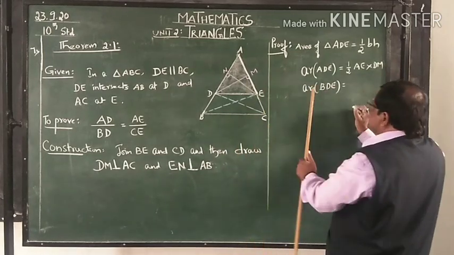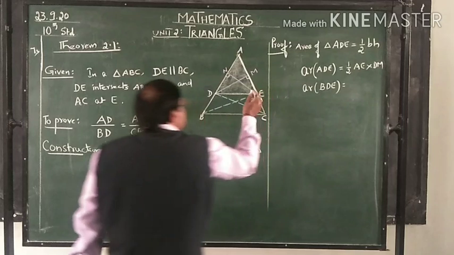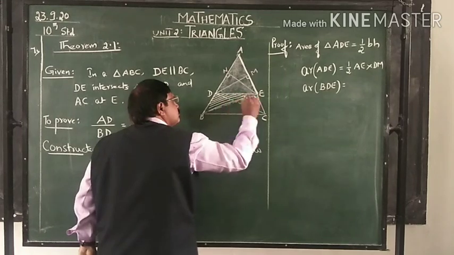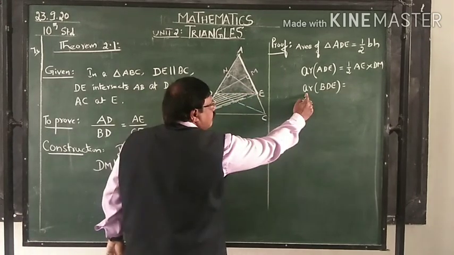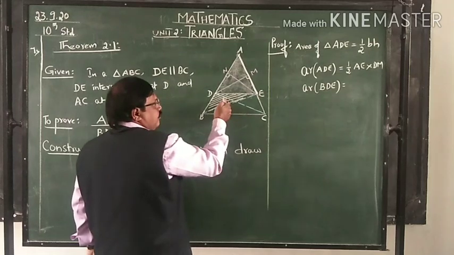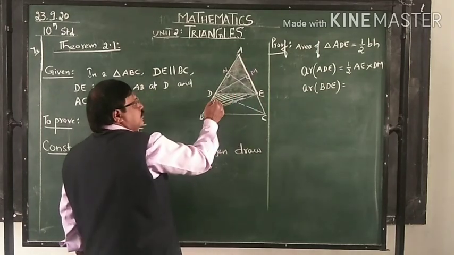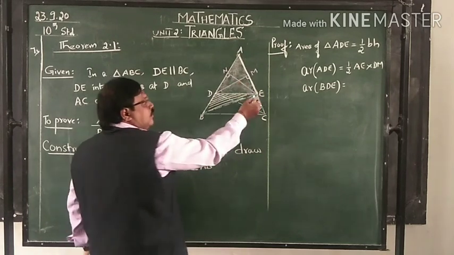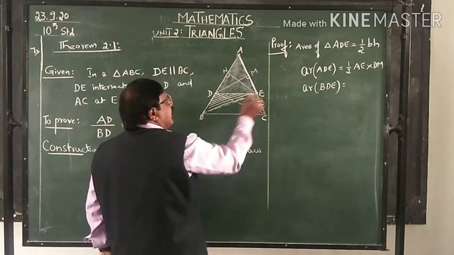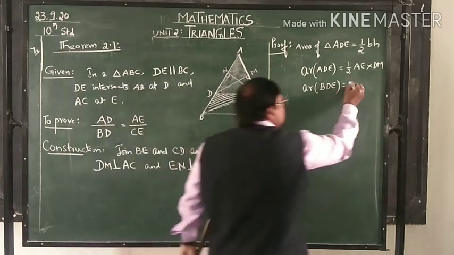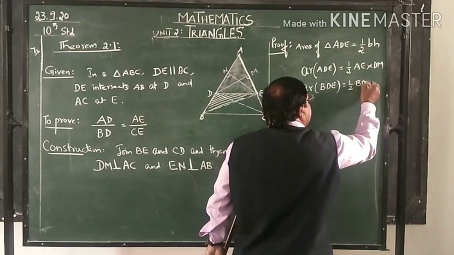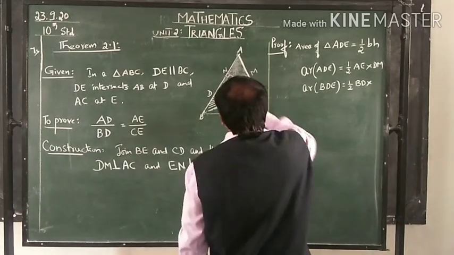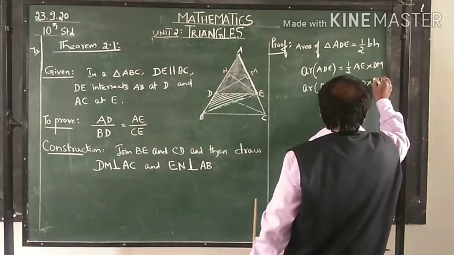So I can write the same here. This is the BDE triangle, and take the area of BDE. It is an obtuse angle triangle. The height is outside the triangle. So I can take the area of BDE: BD is the base, half into BD into the height. The height is EN.